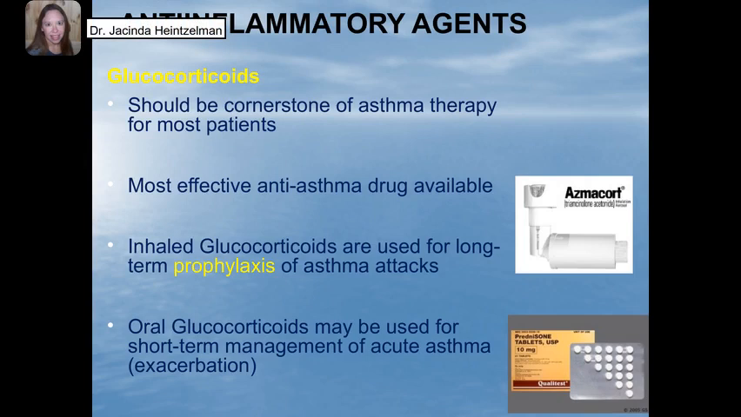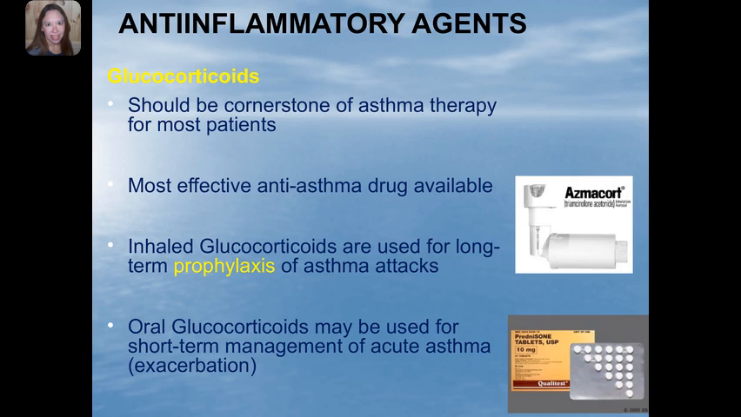Now that we've talked about the bronchodilators used for our lower respiratory disorders, let's talk about the anti-inflammatory medications that should also be used in combination with the bronchodilators, especially for our asthmatic patients. Here again, we're going to see glucocorticoids being used for our asthmatic patients, and these really should be used as a cornerstone for asthma therapy for most of our patients. Very, very effective medications as anti-asthma medications. So they're helping to prevent the asthma attacks.